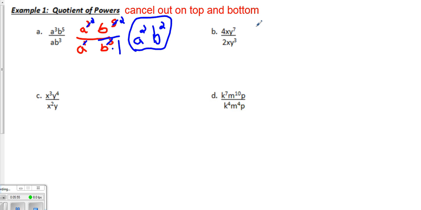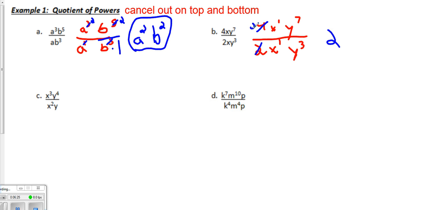All right, let's try the same thing with b. If we have 4 x to the 1st power, y to the 7th power, all over 2x to the 1st power, y to the 3rd. Okay, 4 divided by 2 would just be 2. We can break 4 up into 2 times 2, cancel out the 2, 2 on top, 1 on bottom, so we would just have 2.